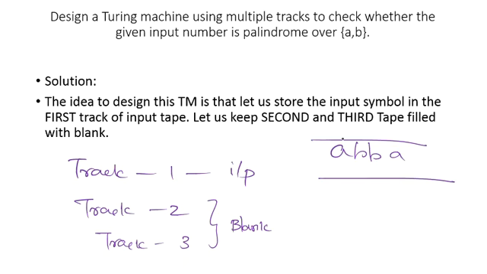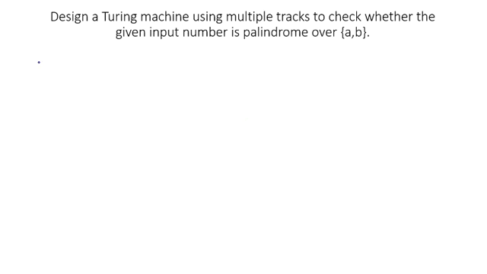When you scan the first A, we will travel towards the rightmost to the blank symbol. When it sees the blank symbol, we'll change its direction to the left. After encountering a blank symbol, we will change the direction of the Turing machine, and we will see whether the next symbol encountered is A or not. So we'll see an example.